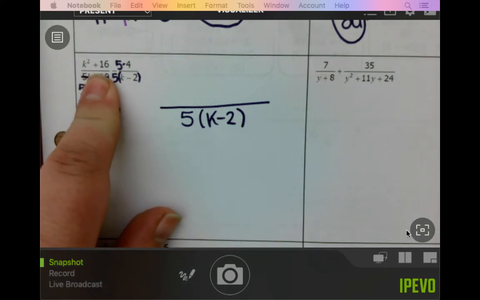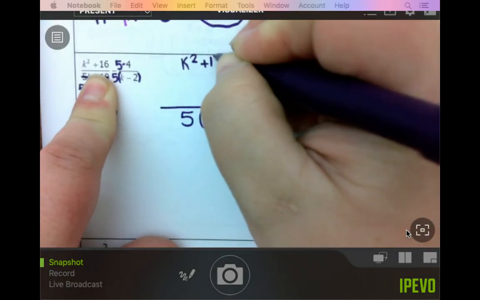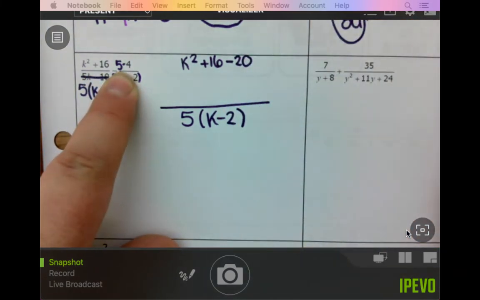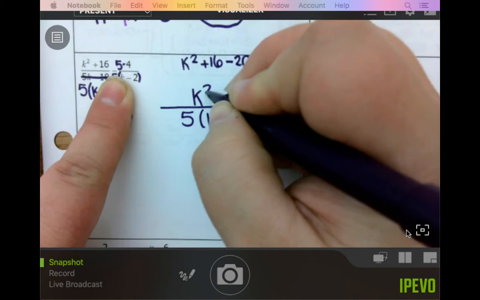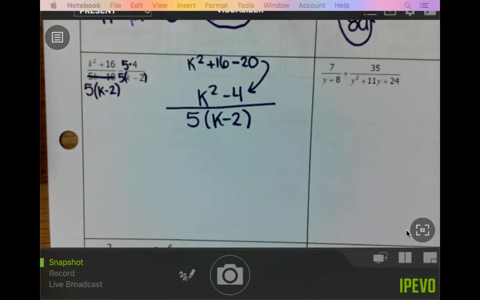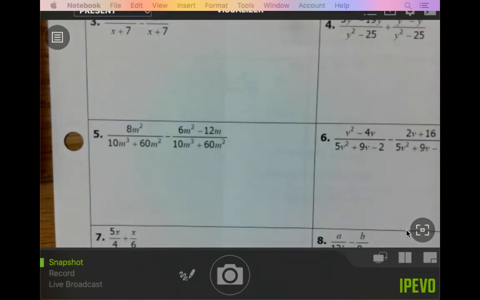On the top, I have k squared plus 16 minus 20, or k squared minus 4. The top part is the only part where you actually have to add or subtract something. And we're not quite done yet because we do need to factor this. And there is a factoring flowchart on the back of this set of notes, and it looks like this.